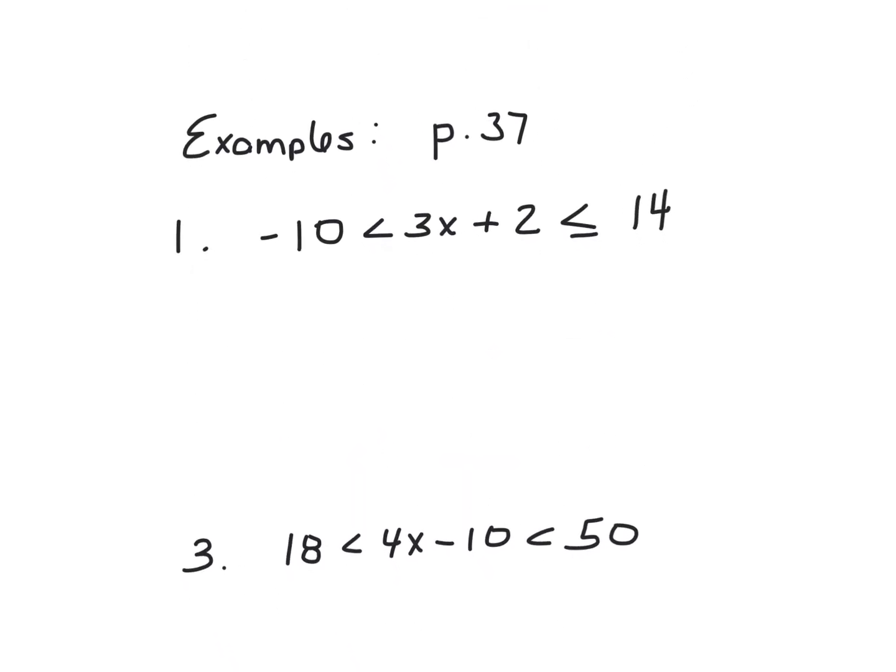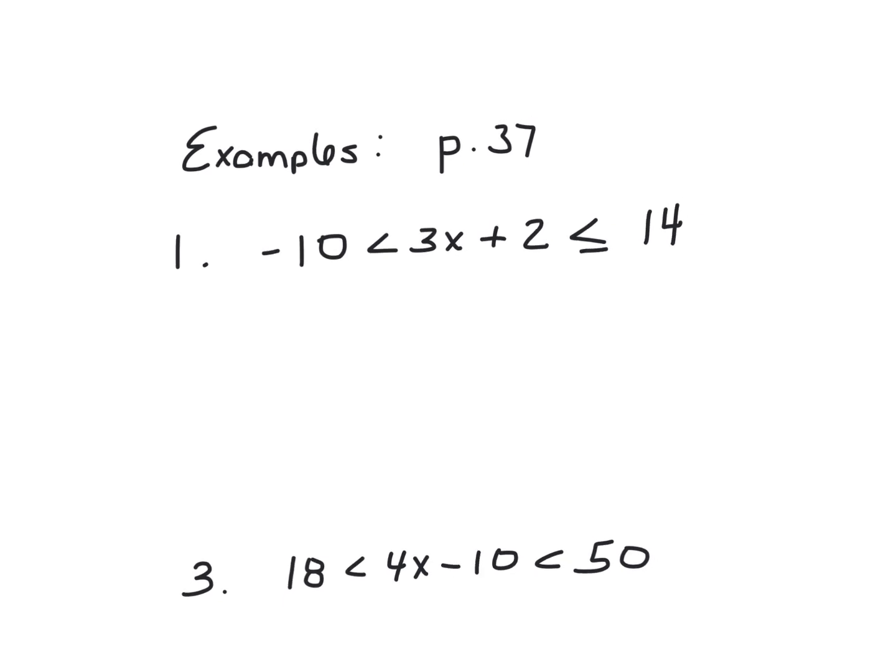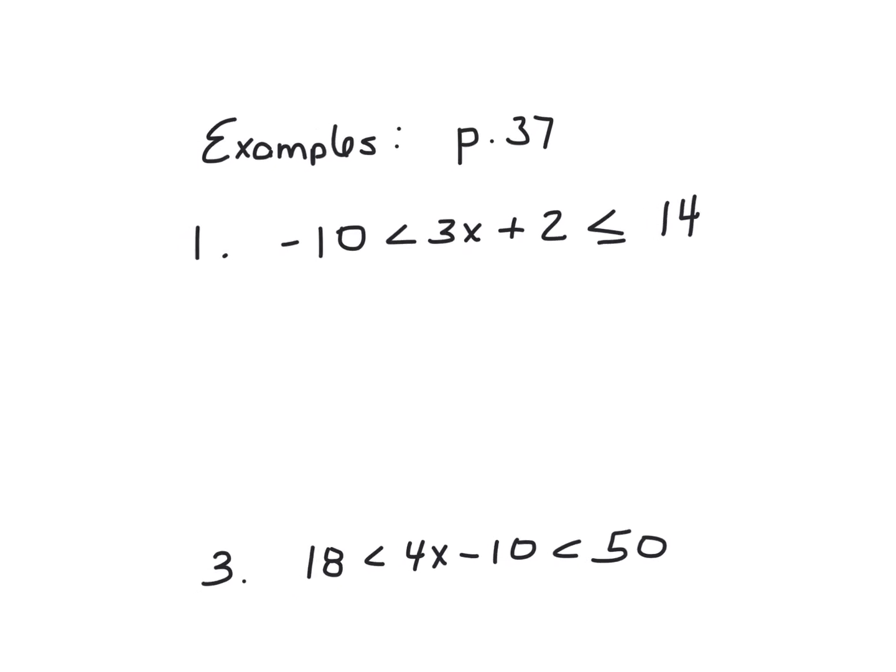All right, so examples here when we're solving these compound inequalities. So these three, this is numbers 1, 3, and 5 on page 37. These are what we refer to as tweeners. And we've got 3 parts to this.